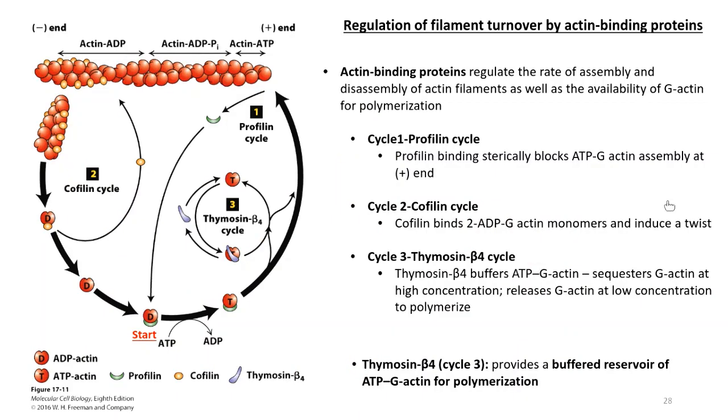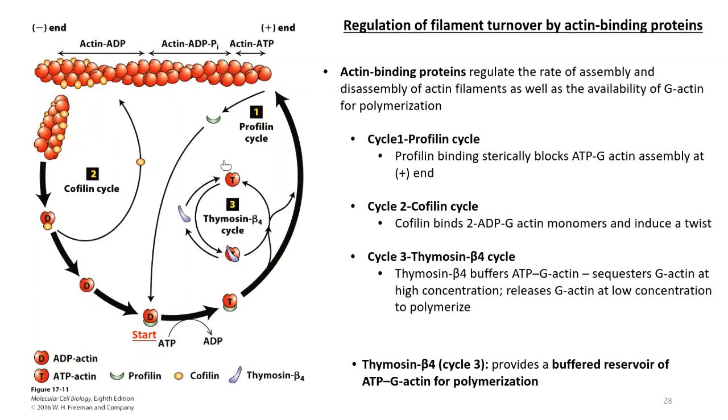Coming to the next slide. We were talking about how the rate of polymerization works at the plus end and the minus end, and what actin treadmilling is. Now the question is, what are the other molecules that determine this association or addition or polymerization to form these F-actin microfilaments? So the topic is regulation of filament turnover by actin binding proteins. That means the proteins which actually bind to the actin subunits.